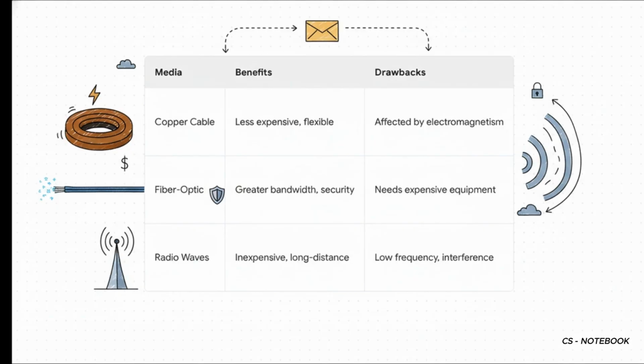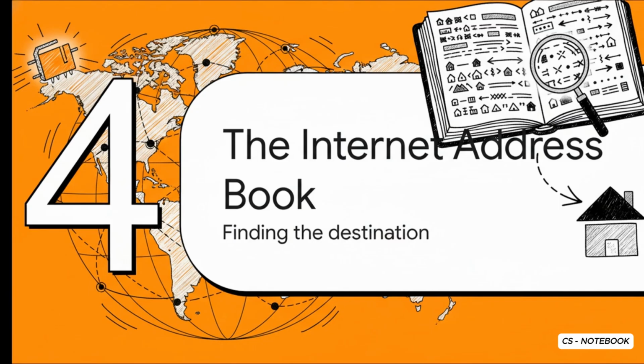The data travels through all kinds of different media, and each one has its pros and cons. You've got your traditional copper cables, which are cheap but can get interference. You've got fiber optic cables, which give you incredible bandwidth and security but are expensive. And then you have wireless stuff like radio waves, which are great for long distances but can have issues with interference. Our packet might actually travel on all 3 of these in just one trip. Okay, our packet is now flying across this global network at pretty much the speed of light.